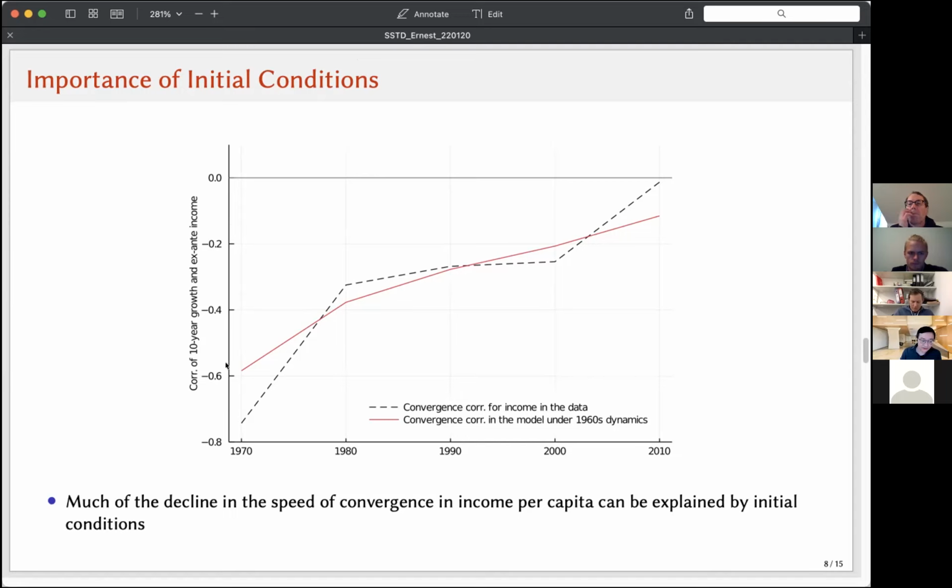Now, what this figure shows is, at each point in time on the x-axis, in red, the correlation of the 10-year growth and the ex-ante income. So I'm essentially plotting the slope of the previous figure that I showed you for each point in time. Red is what's observed in the data, and the dashed line is what's predicted by the model if we use 1963 fundamentals and just run the model forward, allowing the model to converge. We see a similar decline in income convergence just because the economy is much closer to the steady state relative to the initial conditions.